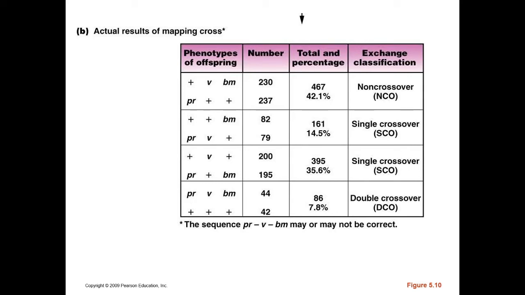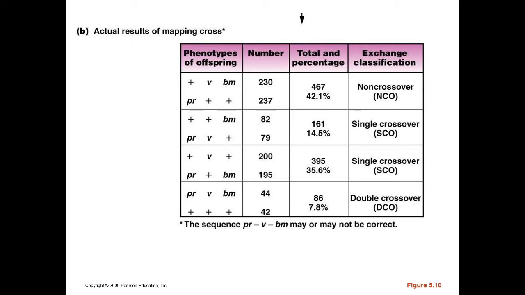Then you have plus V plus PR plus BM. So this also is a single crossover, meaning that one has jumped ship, the other remain. Then what about the other one? PR V BM plus plus plus means that two have jumped ship, leaving only one behind. So that's what is called the double crossover.